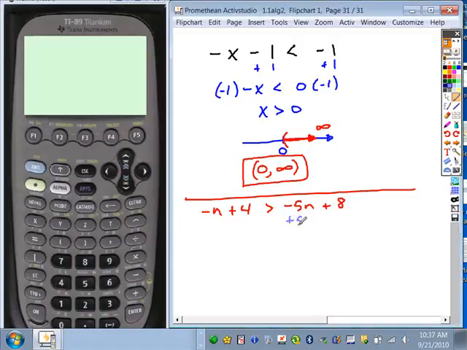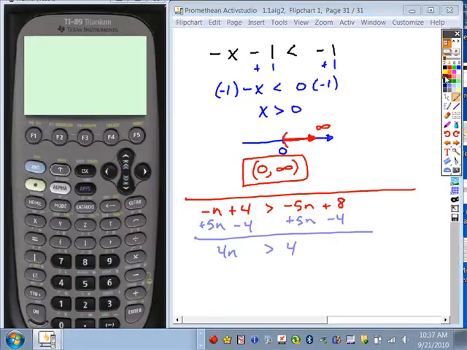everything to the left. So if we add a 5n to both sides, in the same step, we can move all the constants to the other side. So we could also subtract a 4. And that's going to give us 4n is greater than 4, which when we solve for n, we can undo. Do we need to switch this inequality symbol? No, only if we multiply or divide by a negative. So here is our inequality form.